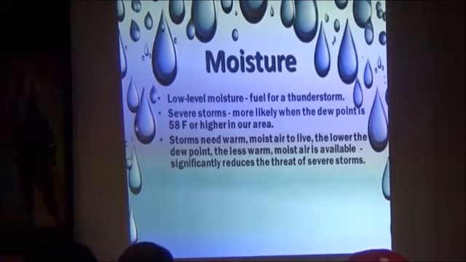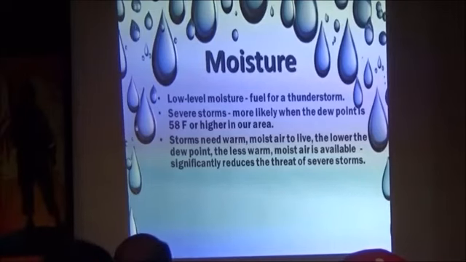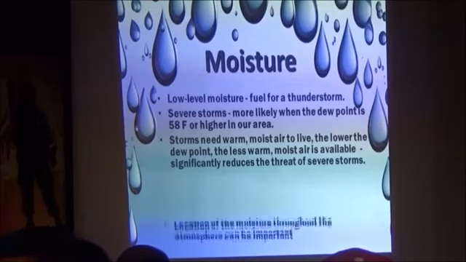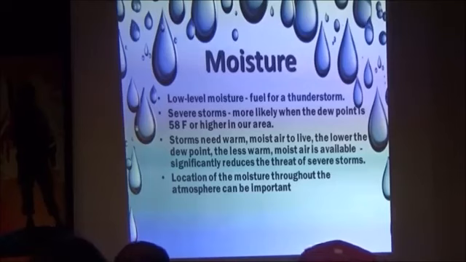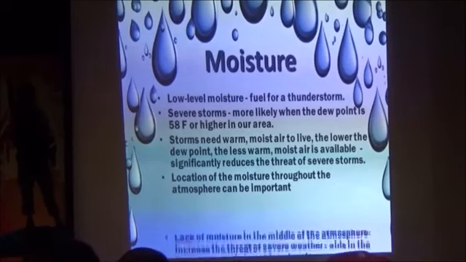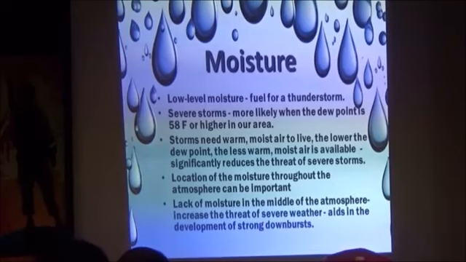Storms need more moist air. The lower the dew point, the less moist air is available, and therefore the less likelihood of severe storms. Location of the moisture through the atmosphere is important. Lack of moisture, for example, in the middle of the atmosphere can actually enhance the threat of severe weather. It kind of helps the updraft and everything, and it can even result in strong downbursts, damaging wind events here at the ground.